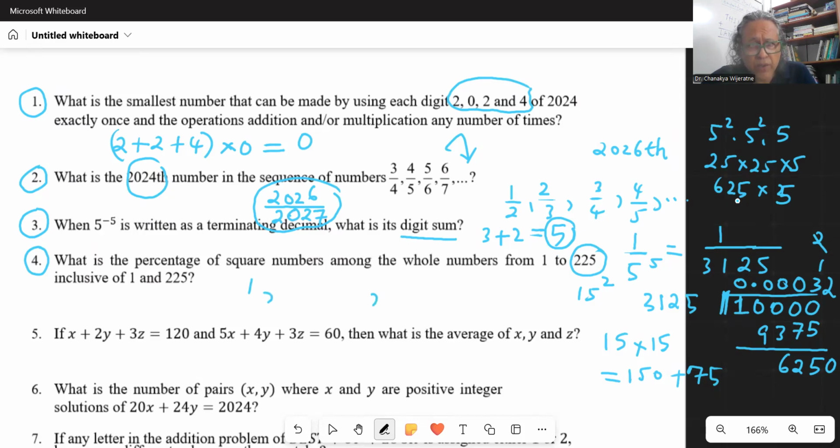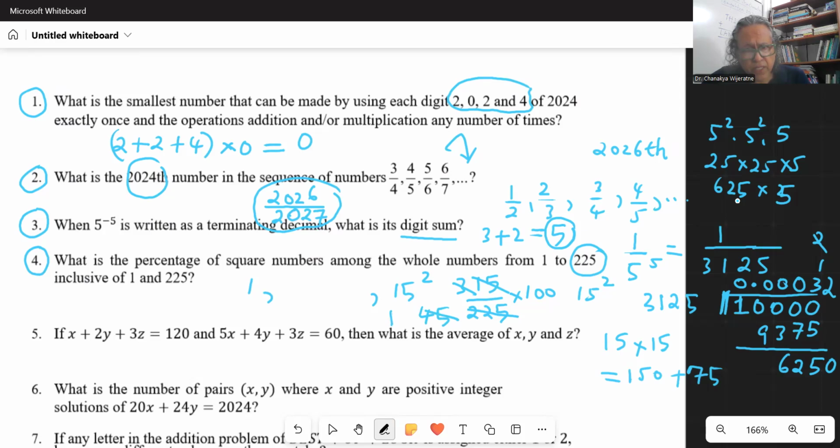So from 1 to 15 squared, how many square numbers are there? Well, there are 15: 1 squared, 2 squared, up to 15 squared. So there are 15 square numbers, and altogether we had 225 whole numbers. And as a percentage, it is this percentage, and that is actually, so 5 goes how many times into 225? So 4, and then 45, 3.